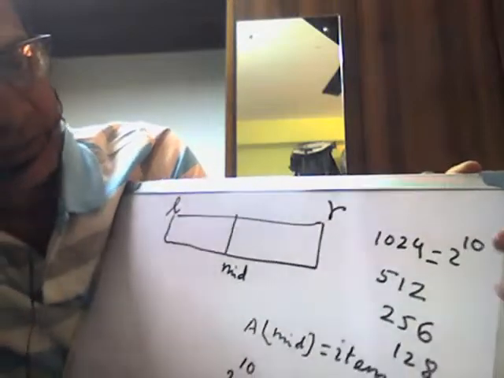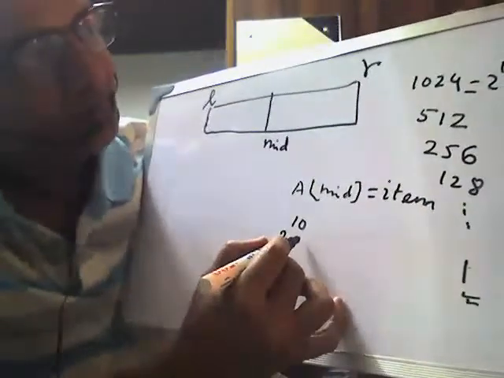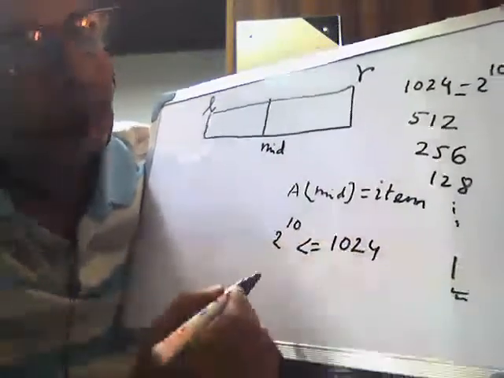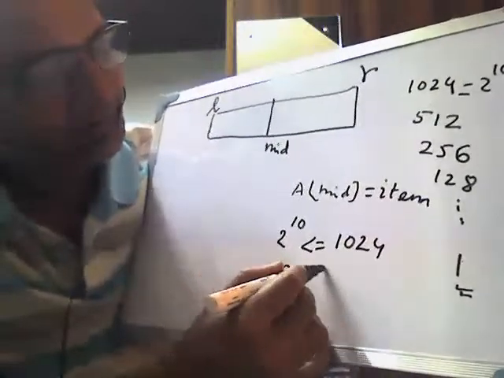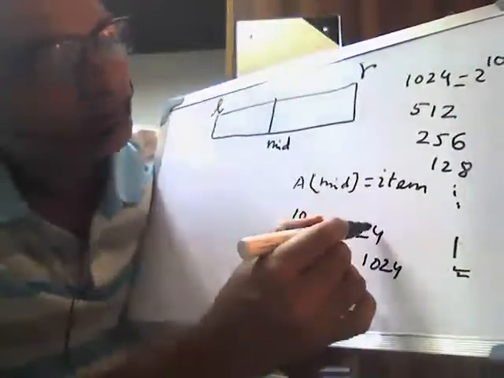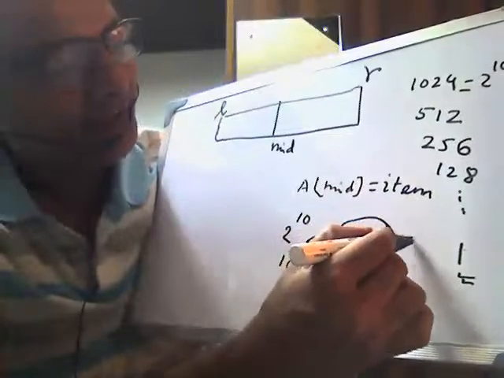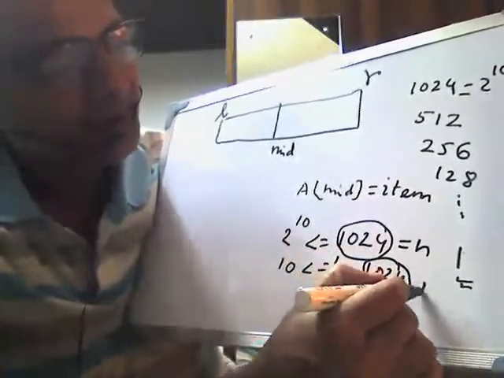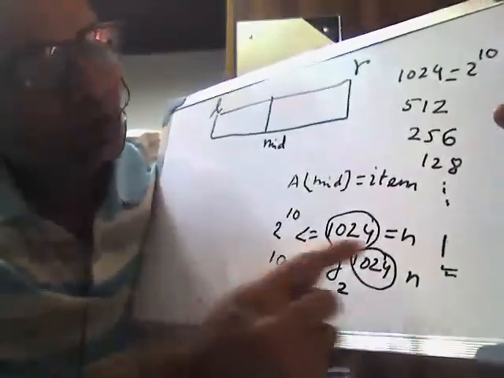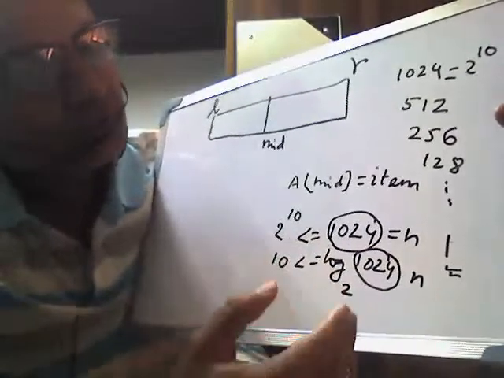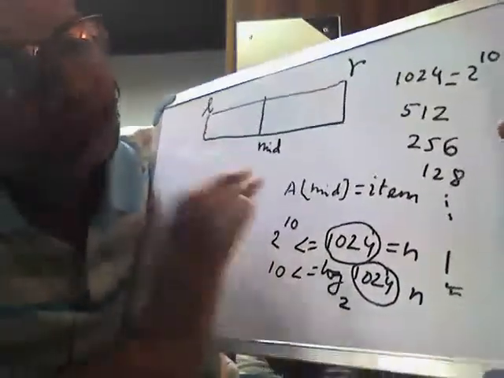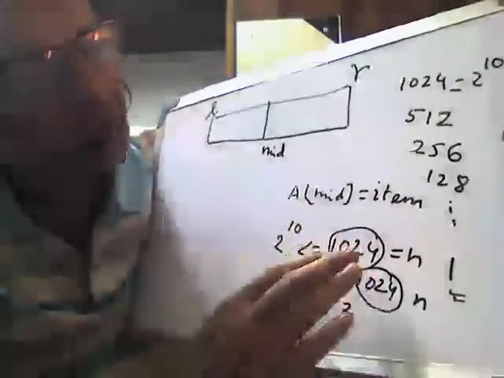So 2 power 10 is less than or equal to 1024. That means 10 is less than or equal to log 1024 base 2. If this value is n, then this will be replaced by n, log n base 2. Clear? So at most log n base 2 times you have to search, then you will get either the element, or you can declare the search is unsuccessful, no element will be there.